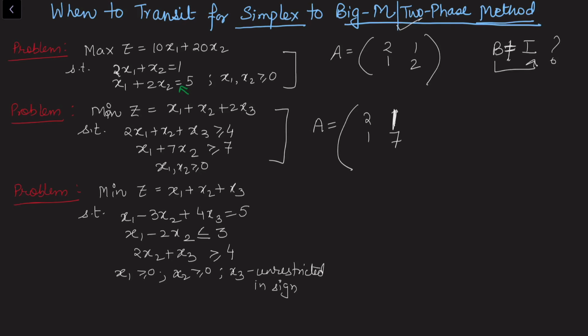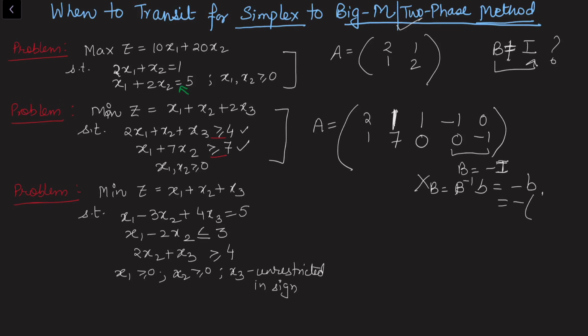In the second problem, we see that the coefficient matrix here is 2, 1, 1, 7, and then corresponding to x3, 1, 0, and because the constraints are greater than, we need to involve a surplus variable. So this is minus 1, 0, 0, minus 1. Now we may select this B matrix as minus identity, but if we select B as minus identity, in that case the xB vector is B inverse multiplied by the right hand side. Because B is minus identity, this will give me minus b, and b is 4 and 7.